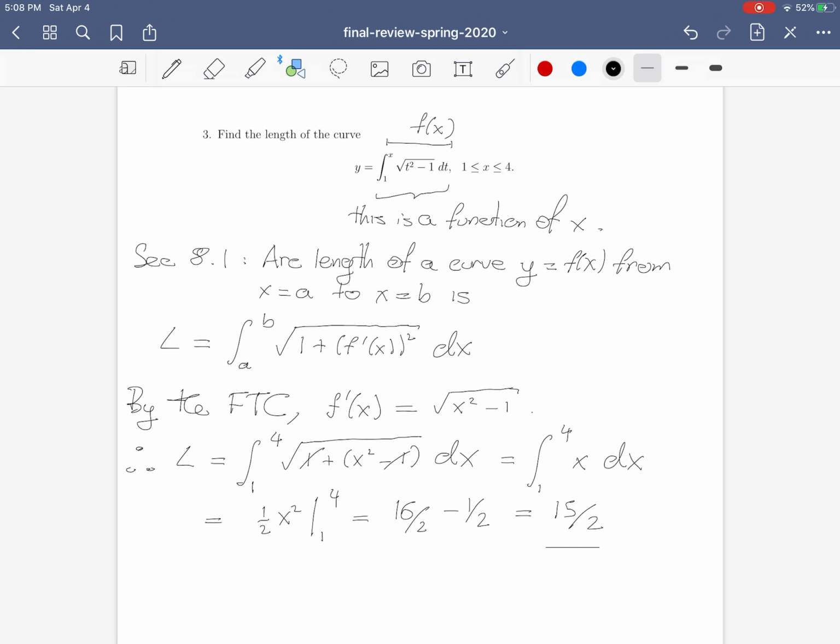And that's our answer. So arc length, the thing that we have to keep in mind is the arc length formula here. And then what you also saw in this question was a refresher on the fundamental theorem of calculus. So when you have a function that's defined like this, in terms of an integral, where the x is the upper limit of the integral, then the derivative of that function is equal to the integrand evaluated at x.